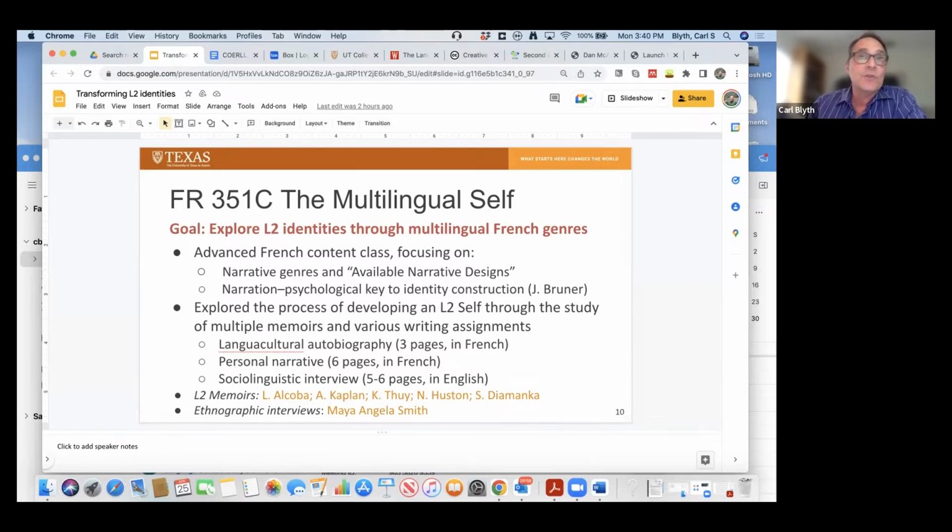And basically, I had them do three large writings. We started with what I'm calling a languocultural autobiography. So they describe themselves in three pages in the target language in terms of their languages and cultures. Next, we write a personal narrative, six pages in the target language, and we basically write multiple drafts of that throughout the semester, borrowing from the available designs of the different authors. And then we do a sociolinguistic interview. They write that in English.